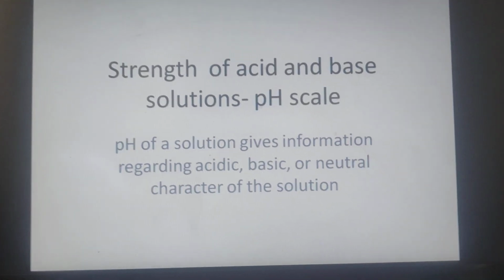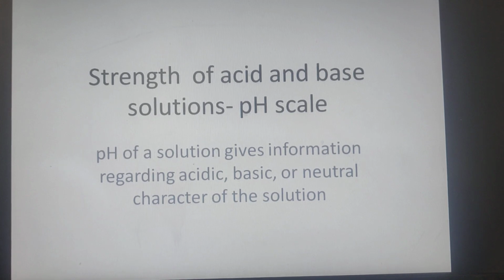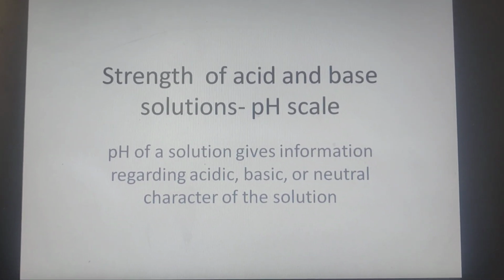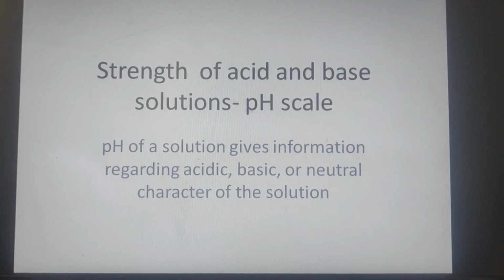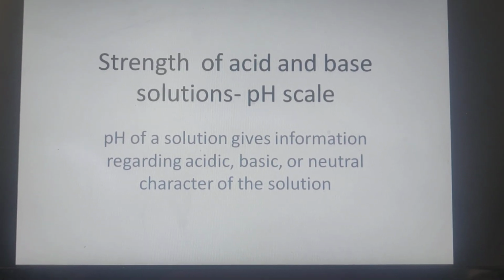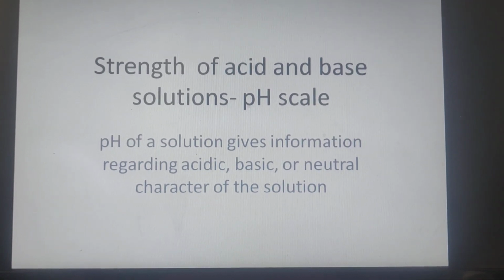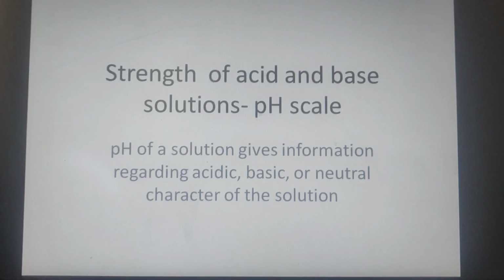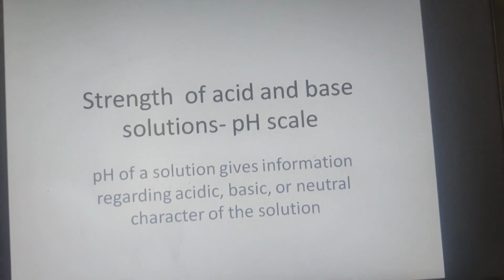With indicators, natural indicators, synthetic indicators, we only come to know that a particular substance is an acid or a base. But with pH indicators, with the universal indicator, we can make out how strong an acid is, how strong a base is, and how weak an acid or base is.